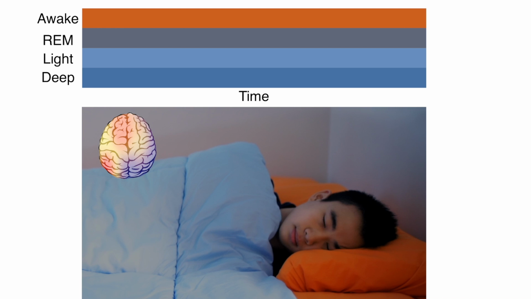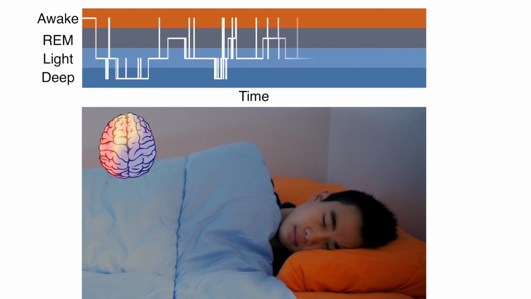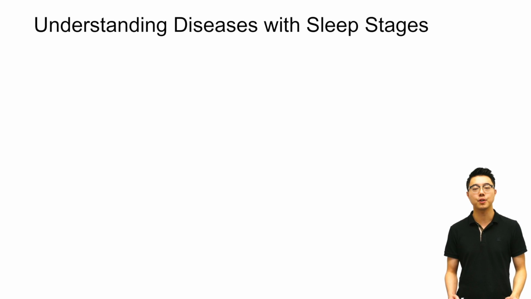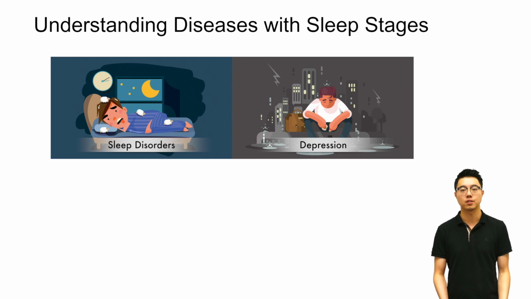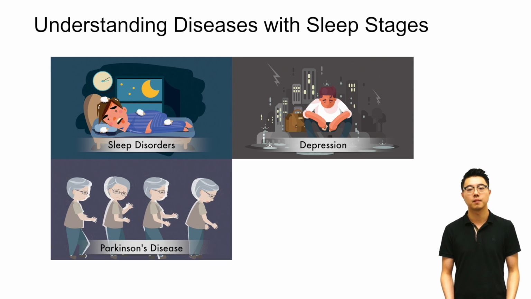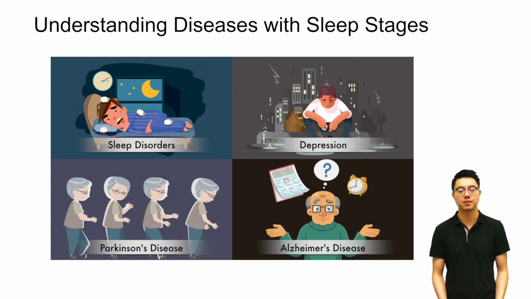Now let's look at sleep stages from one night of study. It progresses in cycles and will enter and leave different stages multiple times throughout the night. Monitoring the temporal progression of sleep stages is very helpful for understanding many diseases. For example, sleep disorder, depression, Parkinson's, and Alzheimer's.